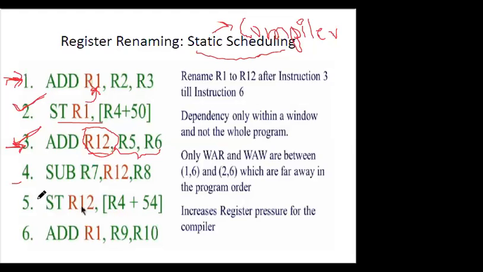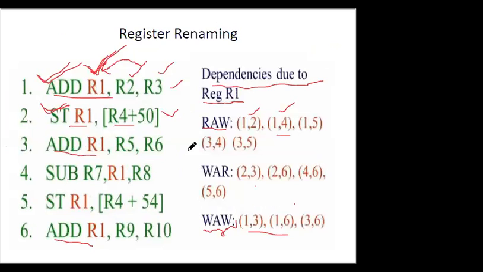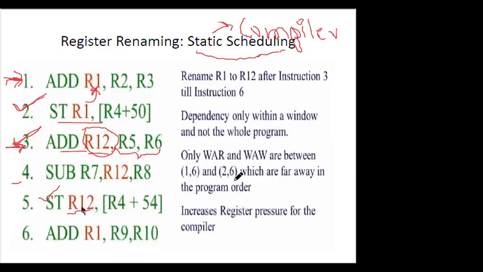And this store instruction is also dependent upon this add instruction for the value of R12. So now, dependencies with respect to the previous example: we saw that there was a WAR dependency between 2-6, 4-6, and 5-6. Now this dependency remains only as WAR and WAW between 1-6 and 2-6, which are far away in the program order. Because of the renaming of this program, these dependencies have been addressed.